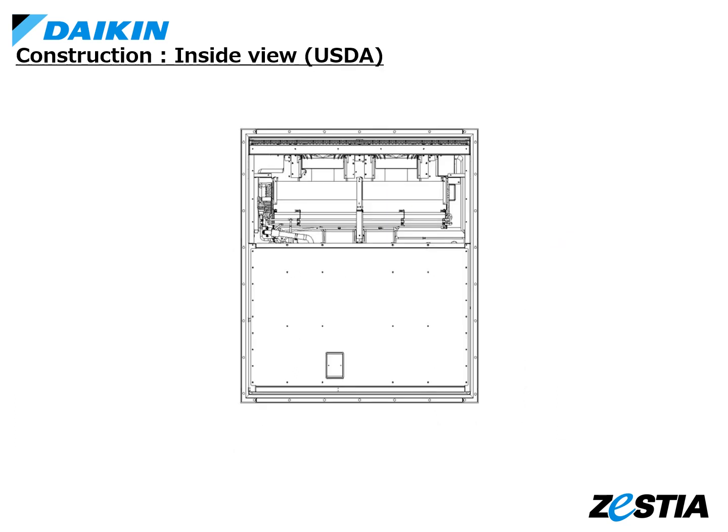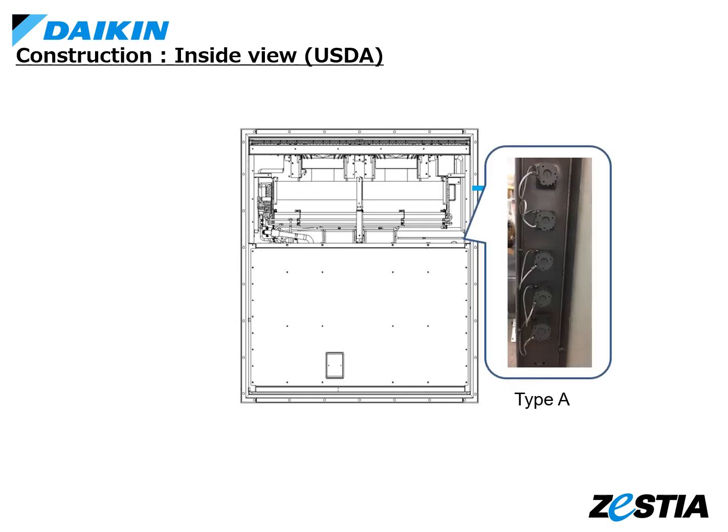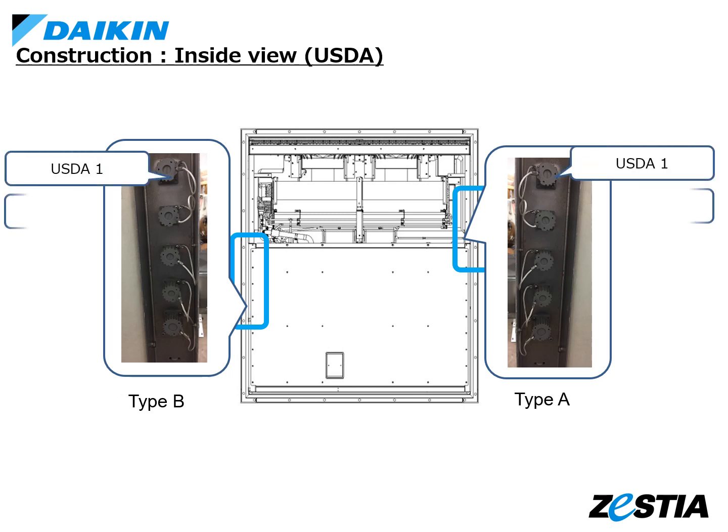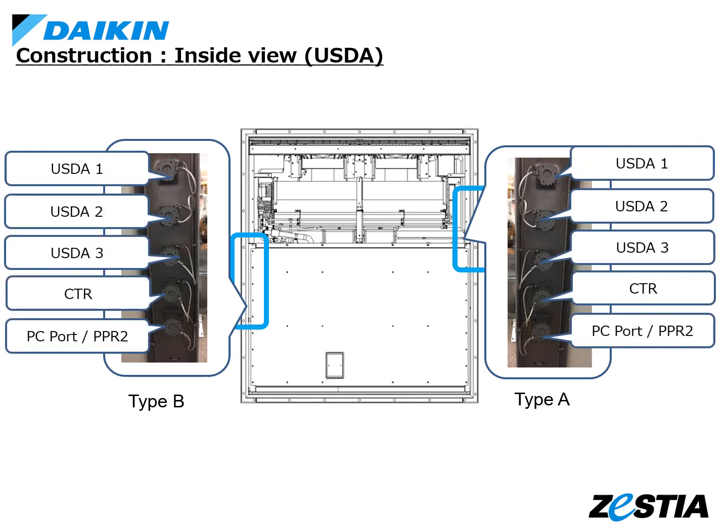Receptacle placement for USDA is different for Type A and Type B. Type A is on the right side, and Type B is on the left side. Each receptacle is listed in order from top to bottom as USDA 1, 2, 3, CTR, and PPR.